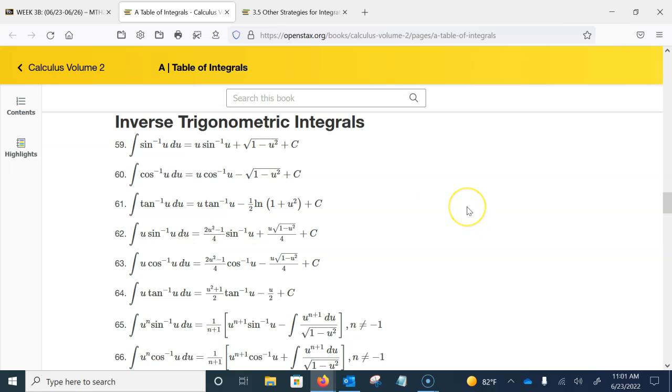All right, but now we get to a little bit more sophistication because we can combine some of the basic integrals from inverse trig functions with integration by parts, and we come up with a few more difficult or complex integrals in our table.